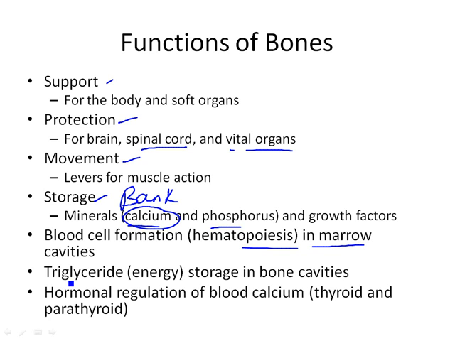You also have triglycerides, which are a type of fat storage. So you have some bone marrow that is also called yellow marrow. That's where you store a little extra fat. And again, it's really important in regulating that blood calcium. This kind of goes back up to storage. There is some endocrine regulation or hormonal regulation of blood calcium between the blood and the bones. And I'm going to talk about that in just a minute.